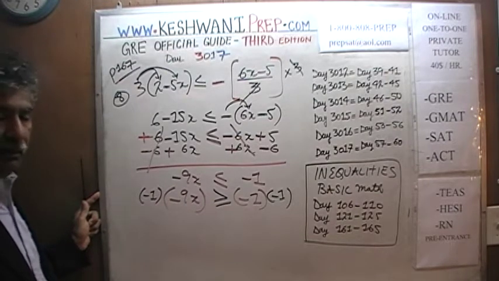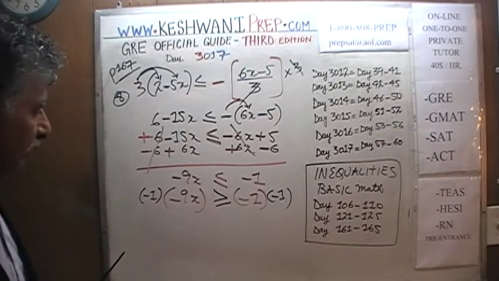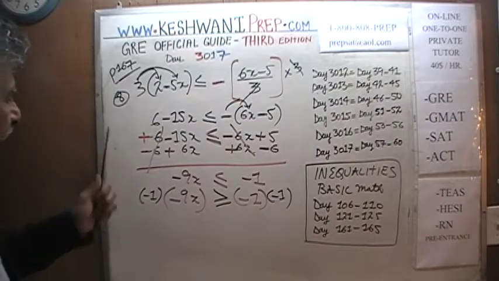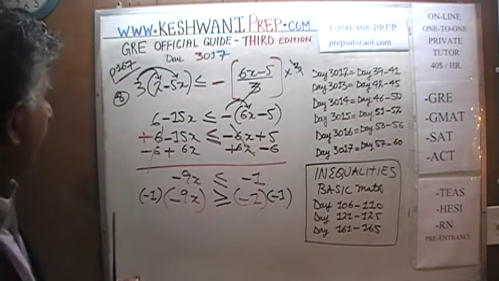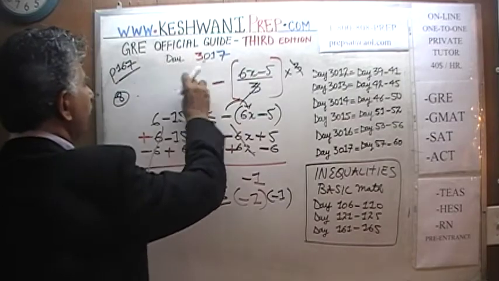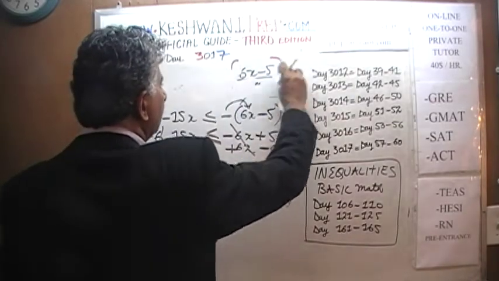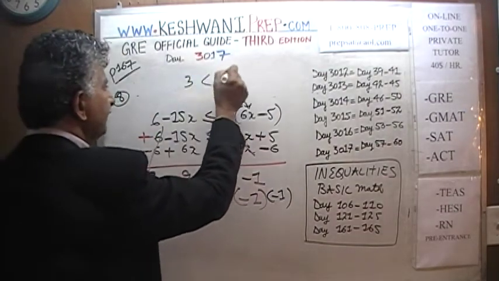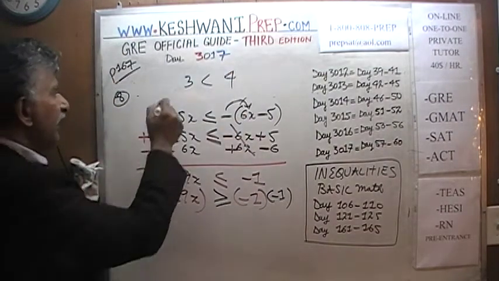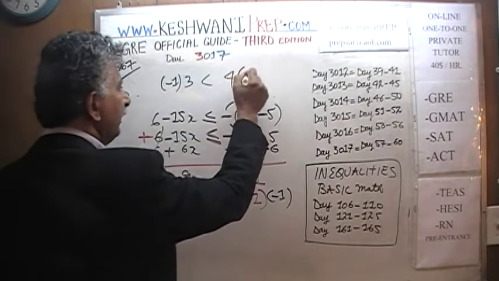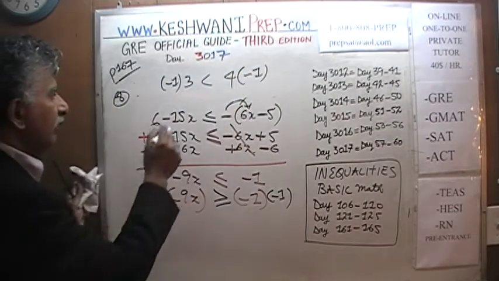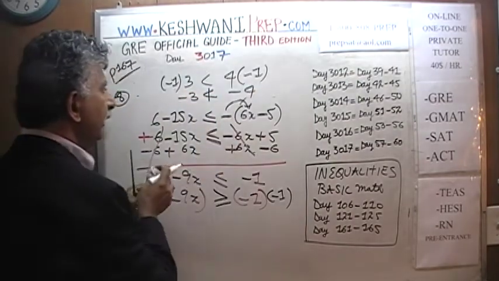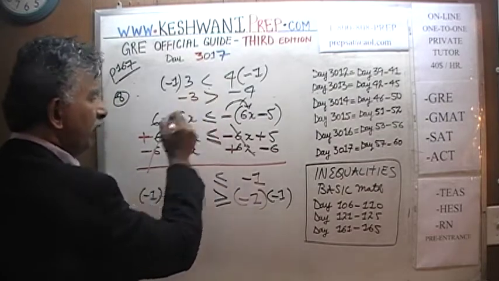Why? Well, very simple reasons. Let me show you very quickly. I don't want to erase any of this, but we have no choice but to erase it. Let's erase the top. Why did the direction have to change? We all know that 3 is less than 4. But if you multiply 3 by negative 1, and you multiply that side of the inequality by negative 1, now this is negative 3, and negative 3 is no longer smaller than negative 4. Negative 3 is in fact greater than negative 4.